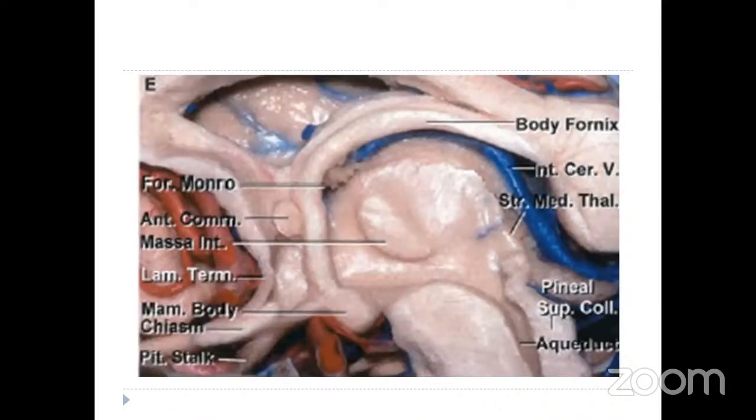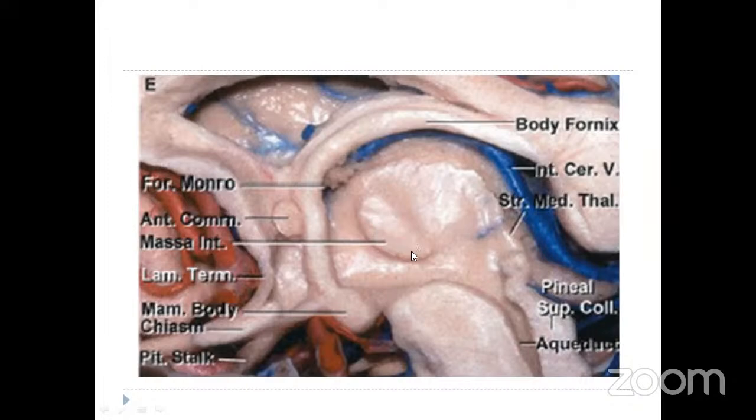Now, this is another diagram which is showing the relationship of the fornix with the third ventricle. As we can see, the body of the fornix continues and divides into two, the fornix columns, which run anterior, lateral and in an inferior direction, and form up to the floor of the third ventricle and reach the mammillary body.